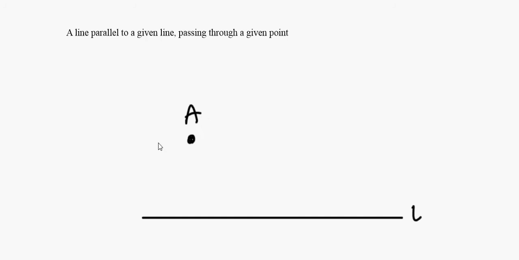Next one, a line parallel to a given line passing through a given point. What we're going to be given for this one is a line L, and a point above this line. So that's L there, and the point above this line can be point A. We want to draw a line through A that's parallel to L.